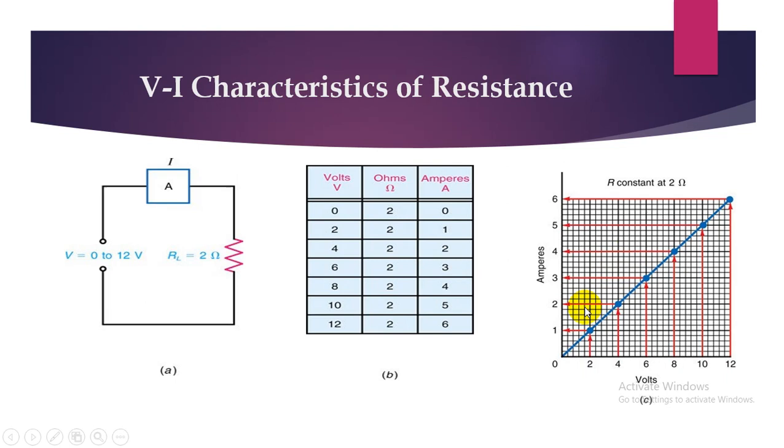So when we take the characteristics like this, on the y-axis it is current, on the x-axis we are taking the voltage. When we draw the characteristics for this 2, we are getting the points like this. These are the points. When we join all these points, we are getting one straight line which is passing through the 0. Hence we can call the resistance a linear element.